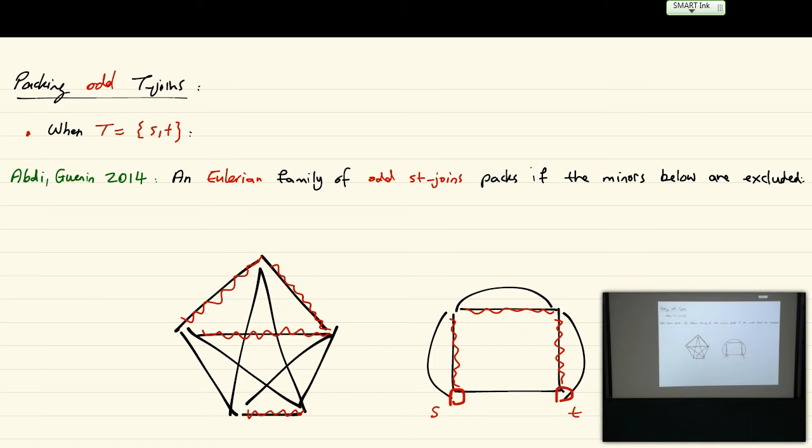So as long as you exclude these 2 minors, then you're guaranteed to pack. You might wonder, how is it that I start off with vertices S and T, and I get this guy as a minor? What ends up happening is that you identify S and T along the way.